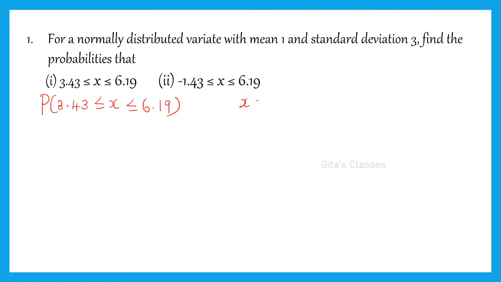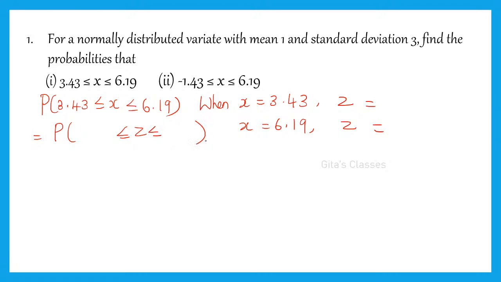What you have to do is, when x is equal to 3.43, find the value of z. When x is equal to 6.19, find the value of z. Now this will become P of the corresponding z values, because we are going to use the table. When x is 3.43, what will be the value of z? Please remember z is equal to (x minus mu) by sigma is the formula you have to remember.